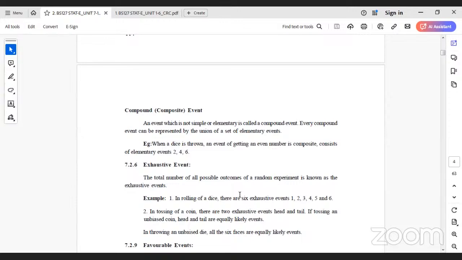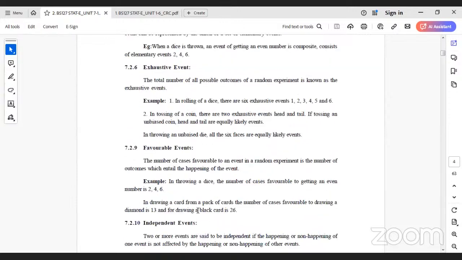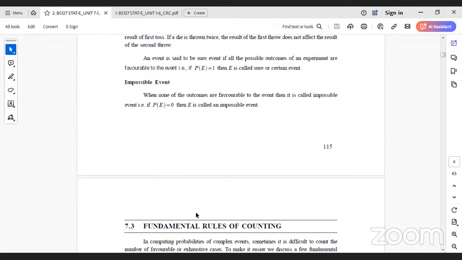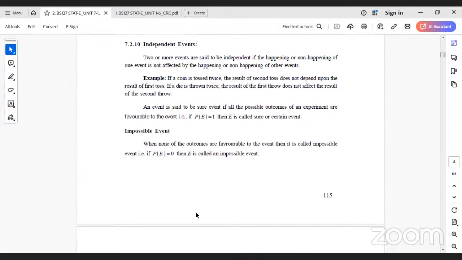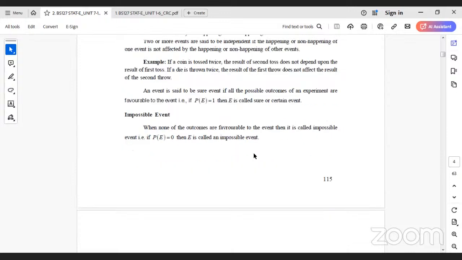Equally likely events: when tossing an unbiased coin or throwing an unbiased die, all the 6 faces are equally likely events. Favorable events: in throwing a die, the number of cases favorable to getting an even number are 2, 4, 6. Independent events, and also impossible events. When none of the outcomes is favorable to the event, it is called an impossible event: P equal to 0. But if P is equal to 1, then E is called a sure or certain event. Clear? Yes, sir.